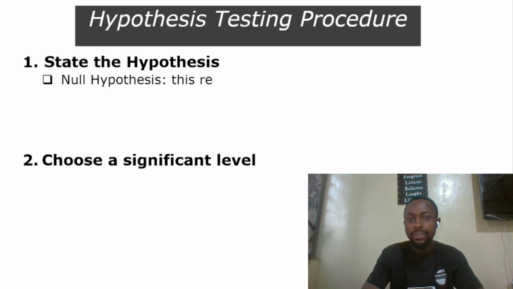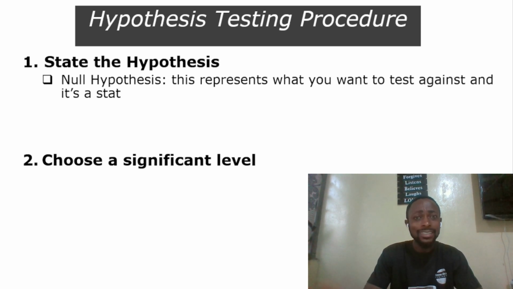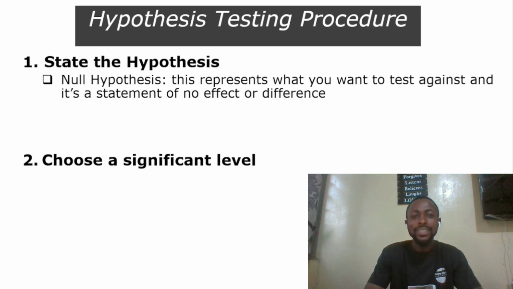In stating the hypothesis, you first of all state the null hypothesis. Null means nothing. And so in stating the null hypothesis, you want to say that there is actually no difference at all, or there is actually no relationship at all. And this statement actually represents what you want to test against. You want to test against the fact that when students stay far from school or when students stay closer to school, it has no relation with the score that is gotten. That becomes your null hypothesis.